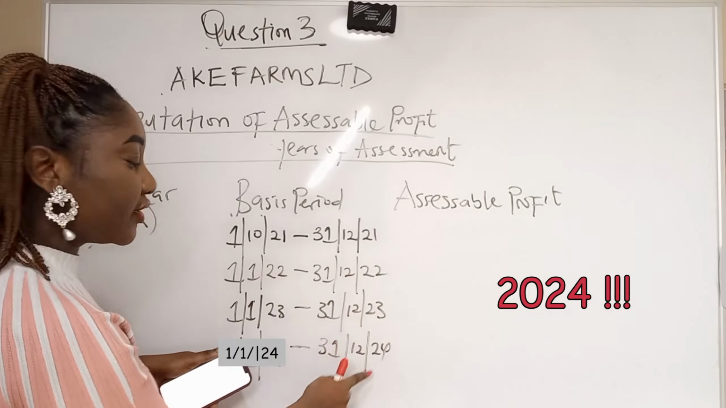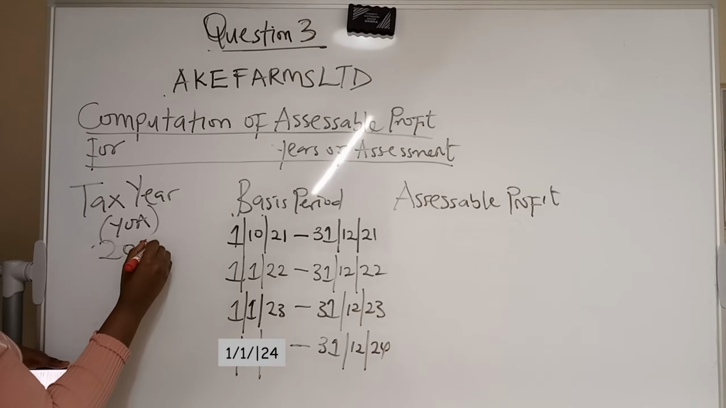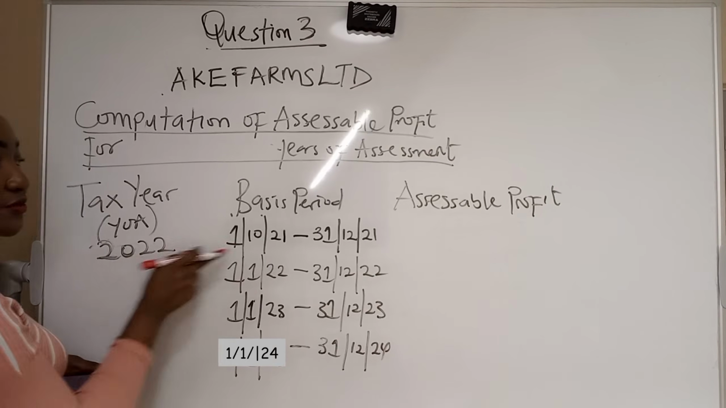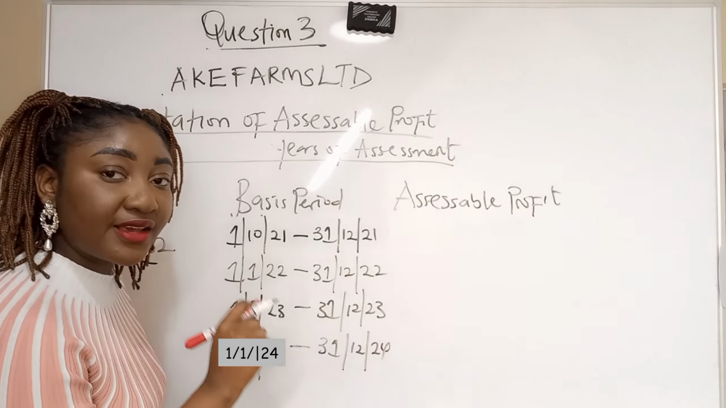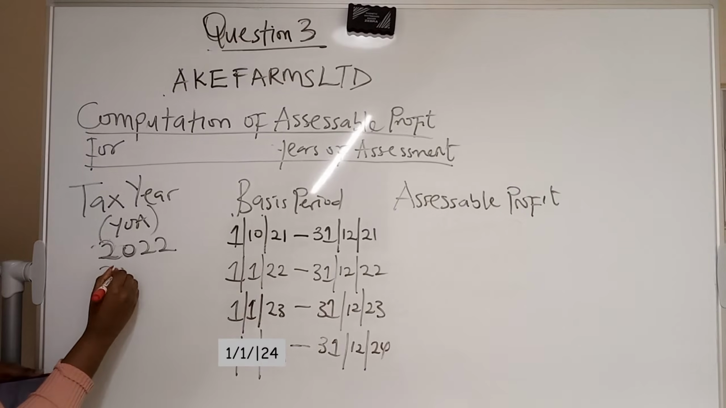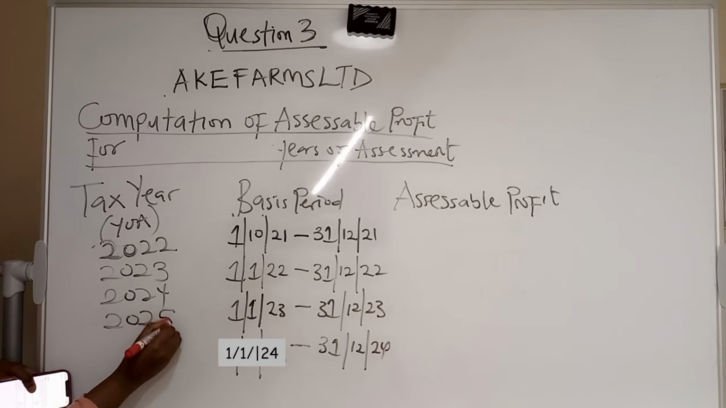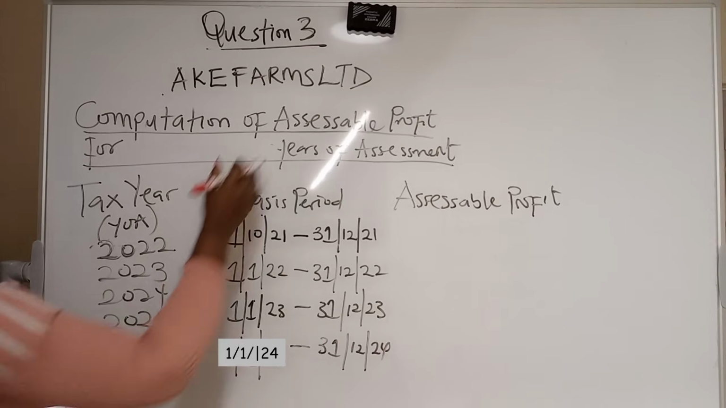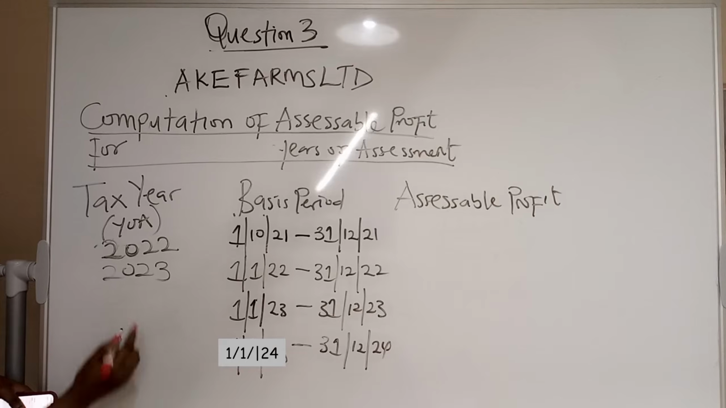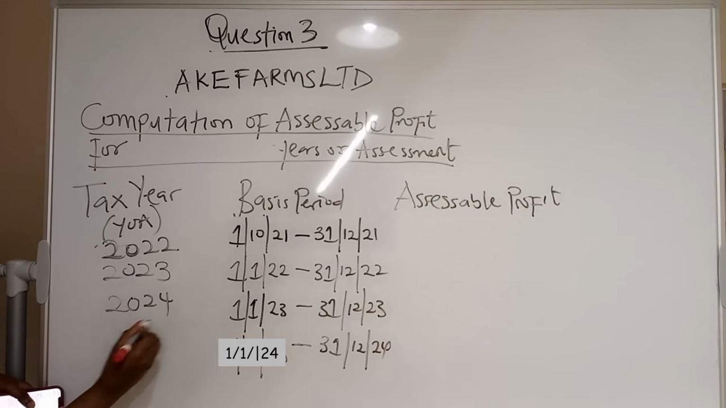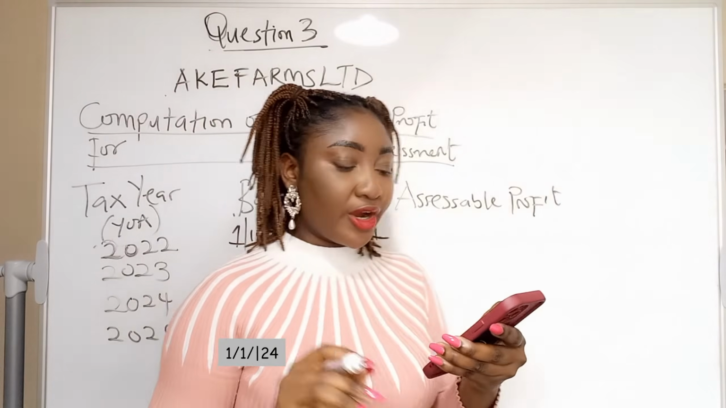2023. So after you get this, put your years of assessment. Your years of assessment will go 2022, right? The year of assessment for this basis period is 2022. It can't be 2021 because it's the preceding year rule. Here is going to be 2023, of course. The next is 2024, and the next is 2025. Let me write that well. 2024 and 2025.